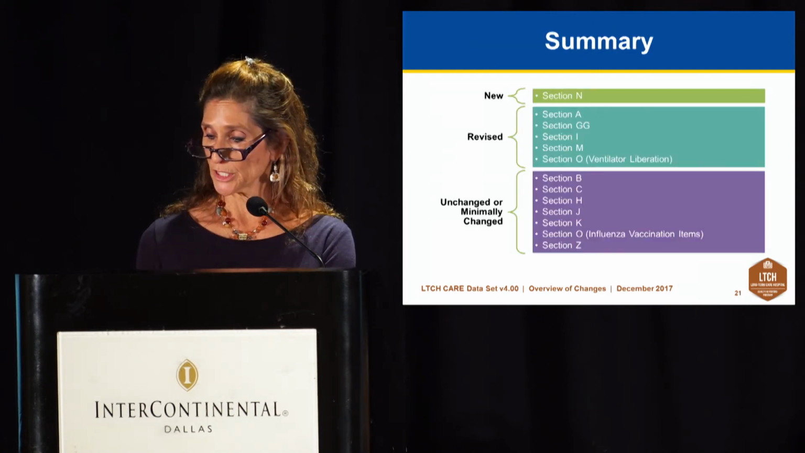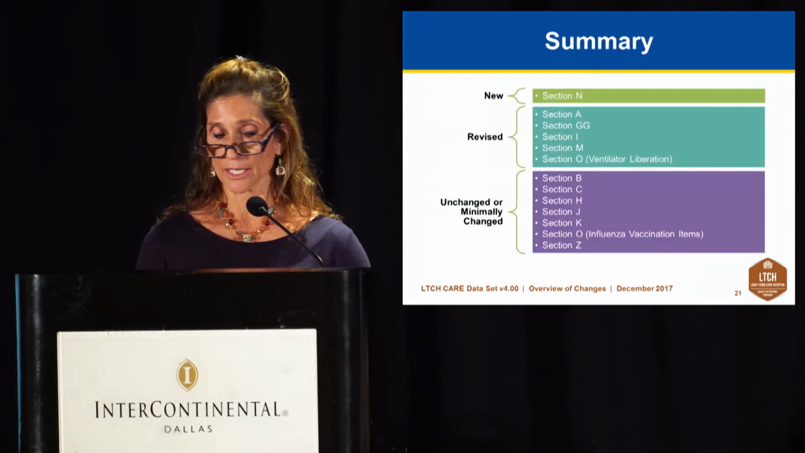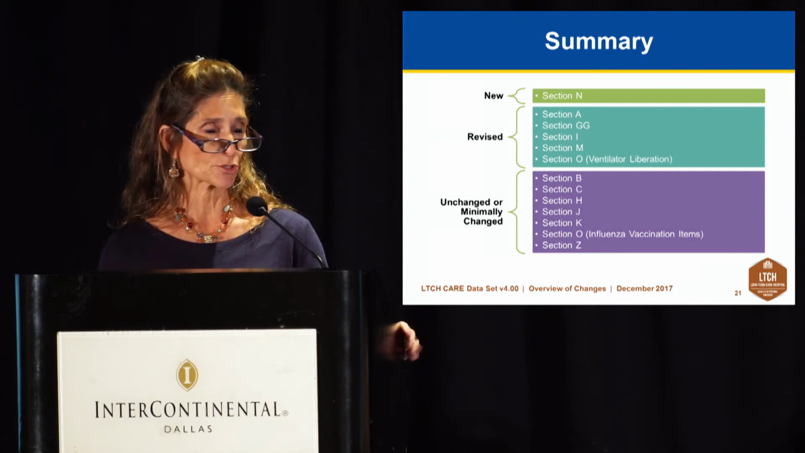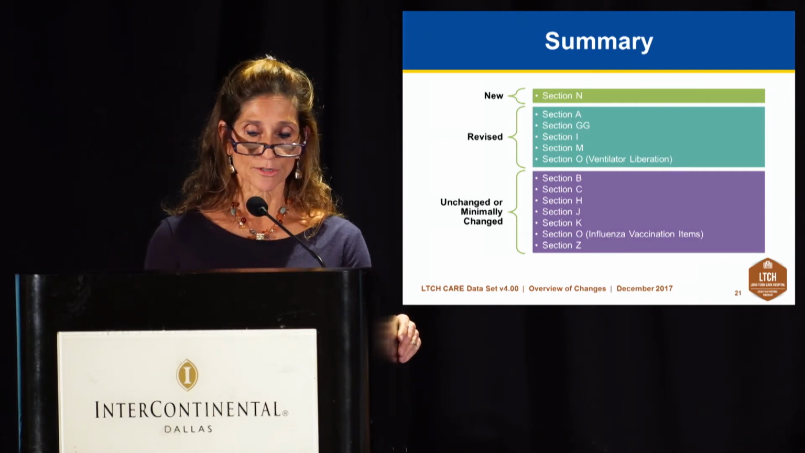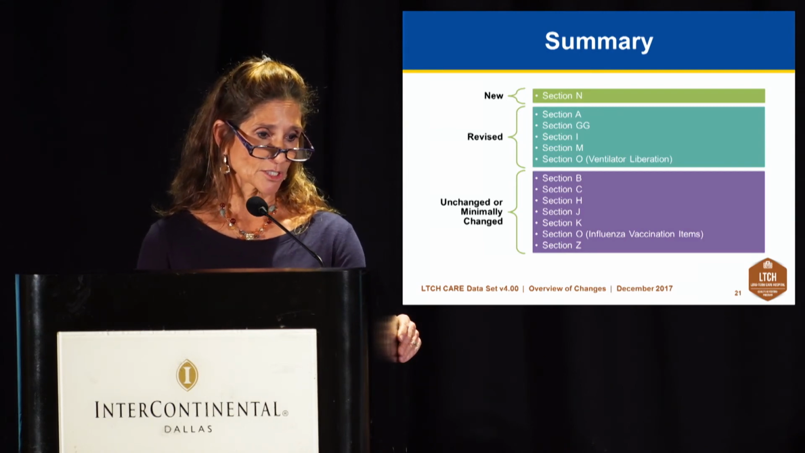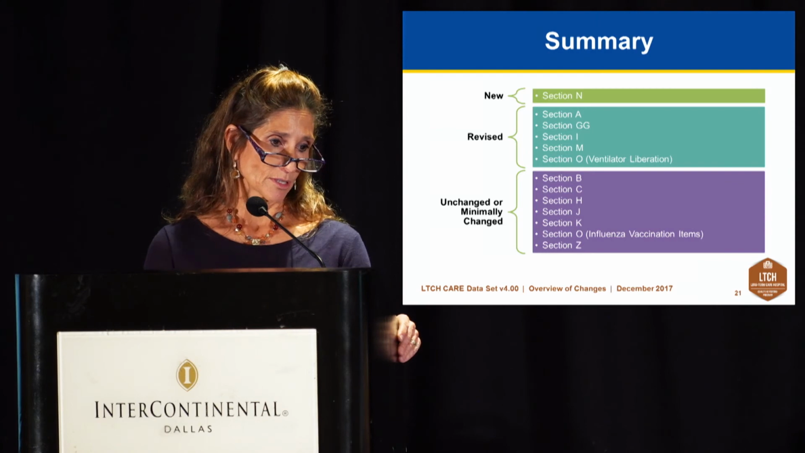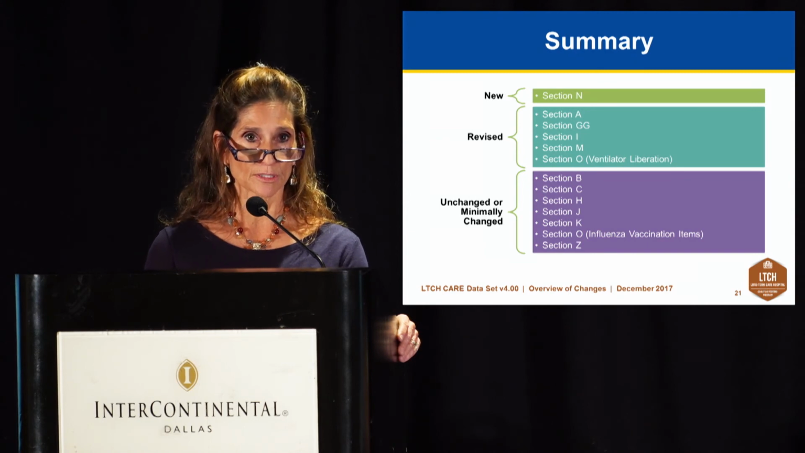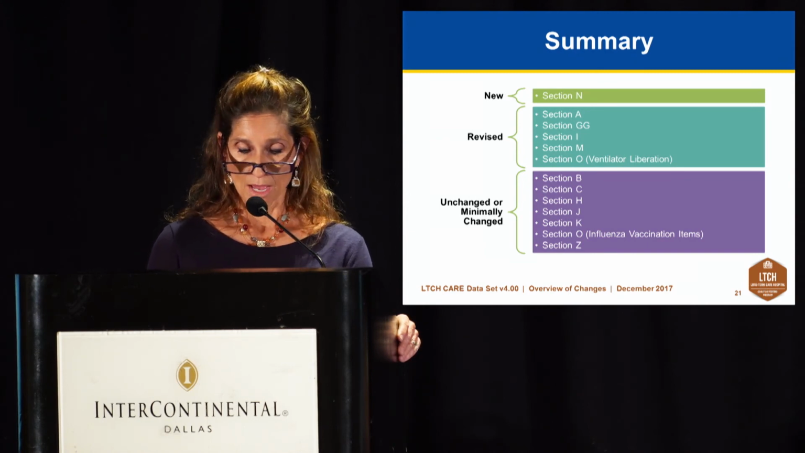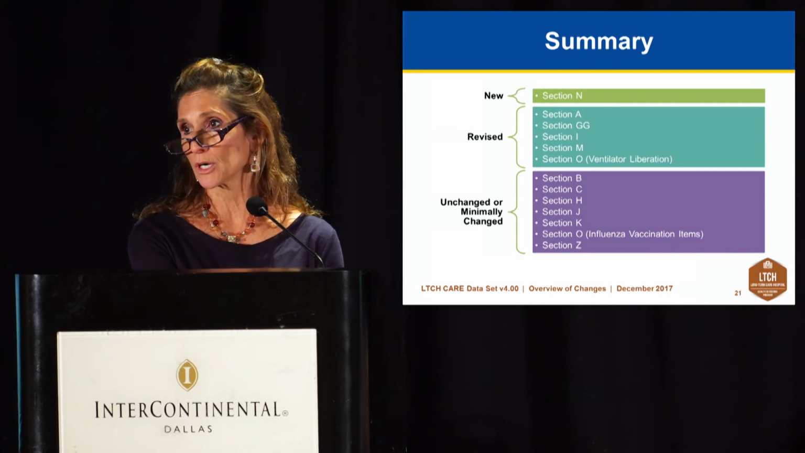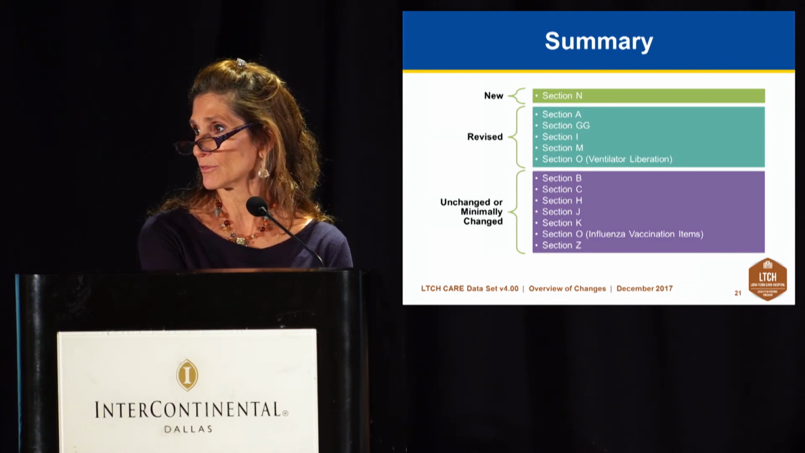In summary, we have the new section, Section N, which is your drug regimen review. Section A, your administrative, has just a few changes, some removals and some additions. Section G is function. Section I is our active diagnosis. Section M is your skin integrity. Section O is the special treatments, which includes our new measure, ventilator liberation. And that is it for me today to give a brief overview. Following, you'll have much more detail on everything I just covered.